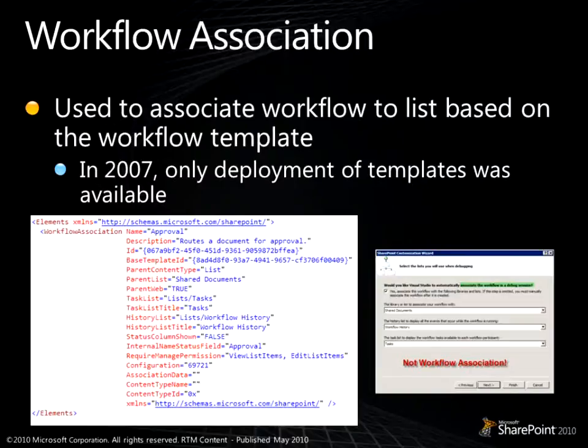We can also now define workflow associations using an XML-based approach. In previous SharePoint versions, we could only deploy our workflow templates using a feature framework, but the actual association of the workflow to a list required some code to be executed. Traditionally, this was done using a feature receiver. Now in SharePoint 2010, we can associate our workflow templates to a list directly using feature framework elements, and no custom code is required for this.